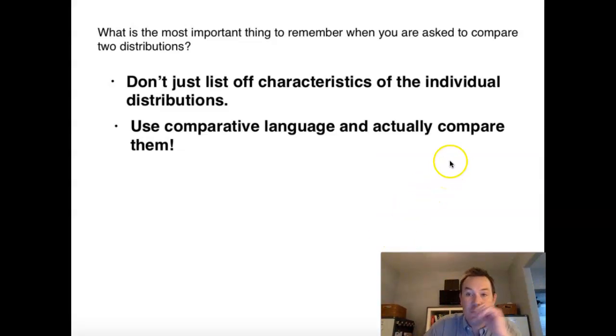All right, the other thing you'll be asked to do is compare two distributions. A common mistake students make when asked to compare two distributions is they just describe the individual distributions separately, when really you want to be using comparative language, specifically comparing the center and the spread. So talk about which center is greater than or less than the other and which spread is larger or smaller. The shapes you are just going to discuss individually, but those centers and spreads need to be actually compared using comparative language.